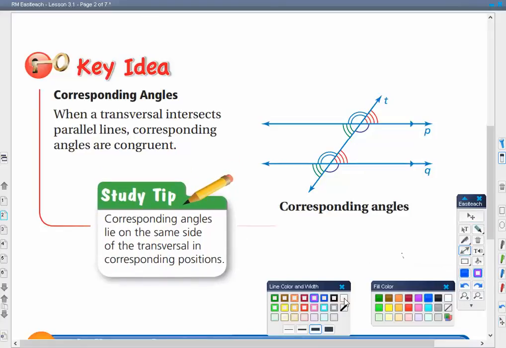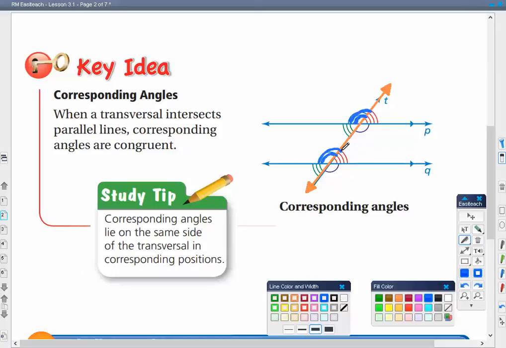So I'm going to trace over the transversal that matches our textbook. This orange line is the transversal, the line that intersects the other two lines. Notice how they've color coordinated various pairs of angles. Here in blue, they've marked these two, saying this angle corresponds with this angle. Those two angles are corresponding to one another.